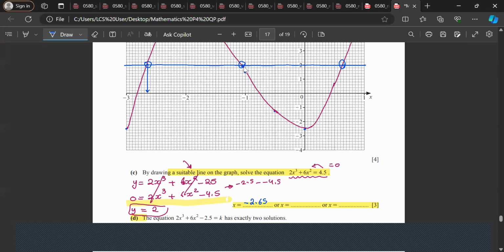Then the second one, if you go down like this, you will find it negative 1.05. Or I think it should be negative 1.1. If you did it more accurately like this, both are correct. Then the last one here.